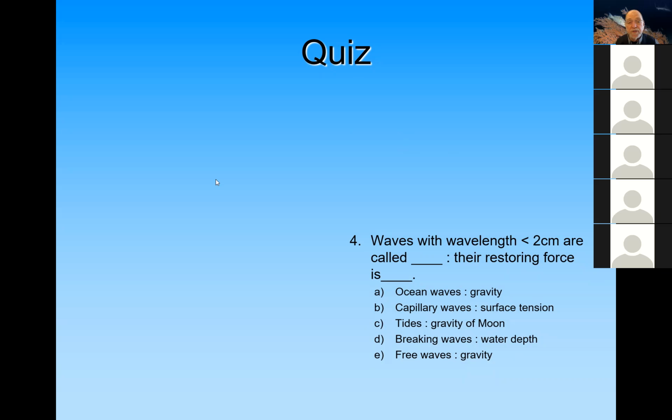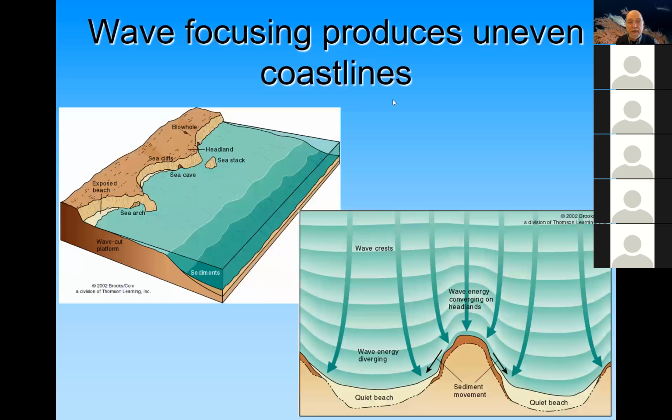But we can imagine other sorts of reactions, and one type is wave focus. And wave focus creates different forms of waves, but over time, the impact of these waves on the coastline has very marked and distinctive geological consequences for the coast, the morphology of the coastline.